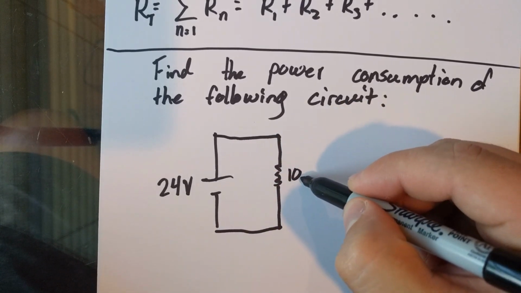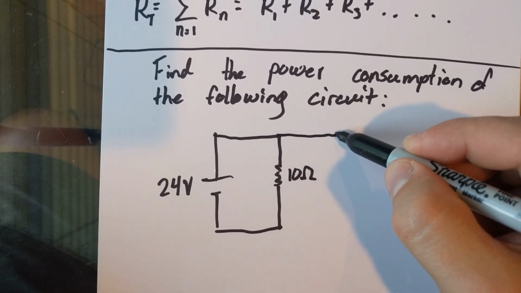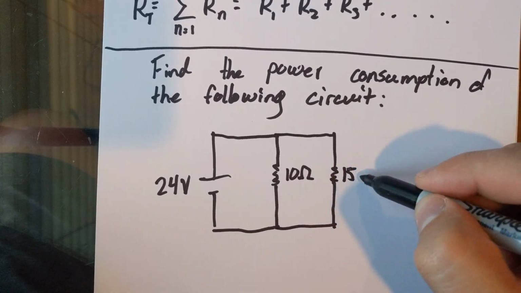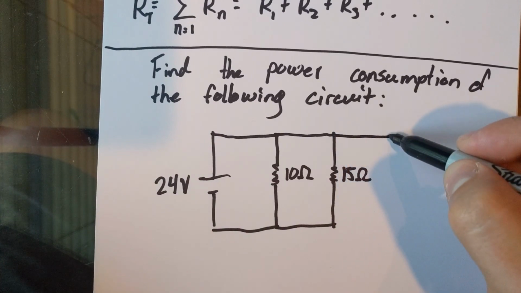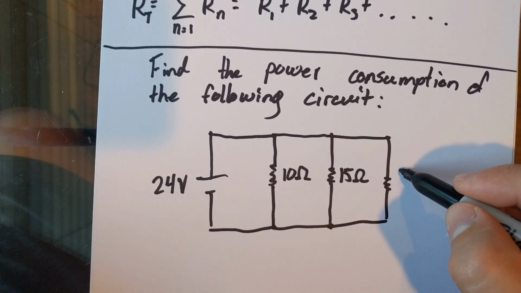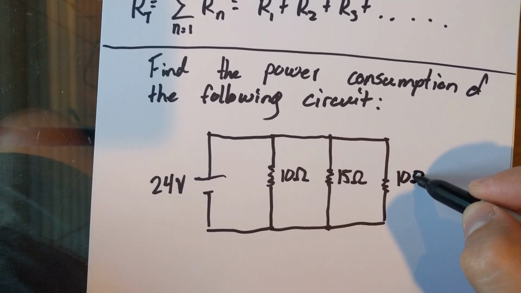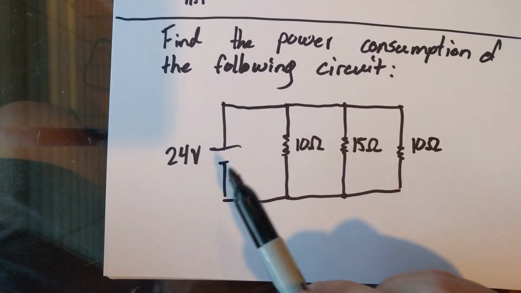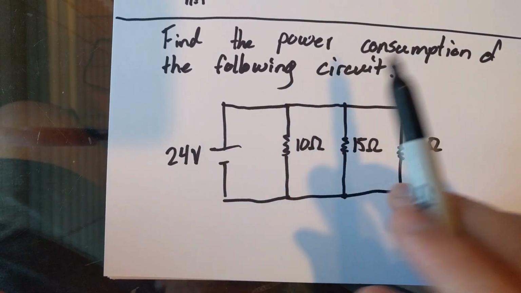Got a 10 ohm resistor right there, 15 ohm right there, and another 10 ohm right there. Okay, so this is a circuit with parallel resistors, right?